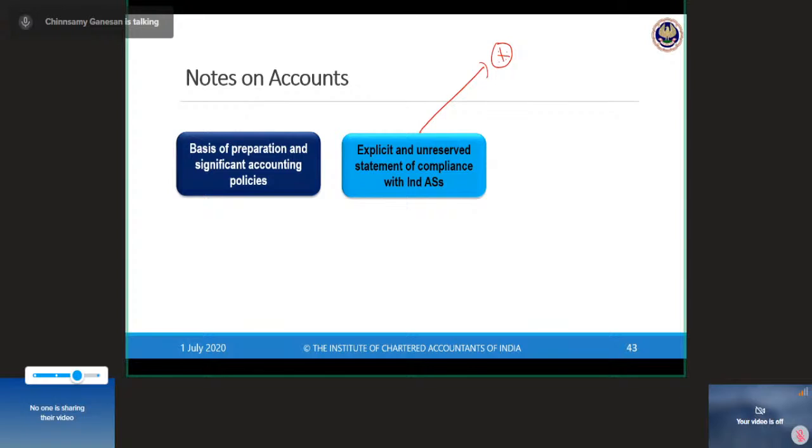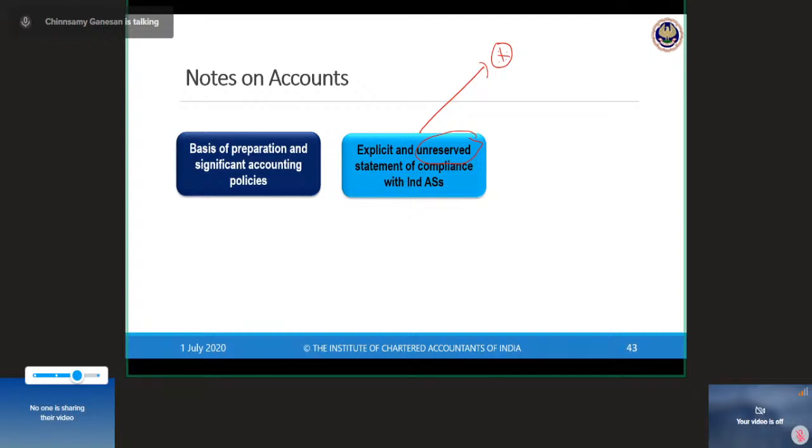For example, if one entity says understanding of the standards on financial instruments, Ind AS 109, becomes a complicated affair for me, and to that extent I have not complied with the requirement of Ind AS 109, but all other standards have been complied with, that is not an unreserved compliance. This is a reserved compliance because you have not applied Ind AS 109. Not possible. An explicit and unreserved statement of compliance with Ind AS should be part of the notes and accounts.